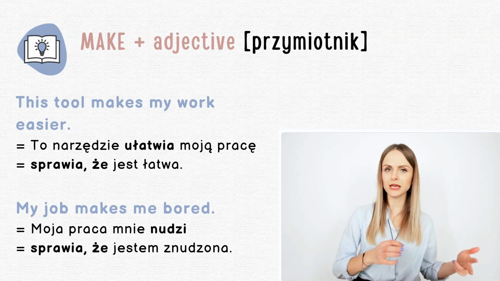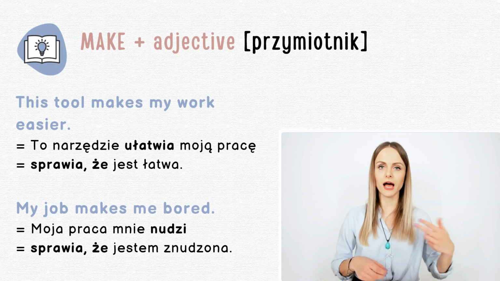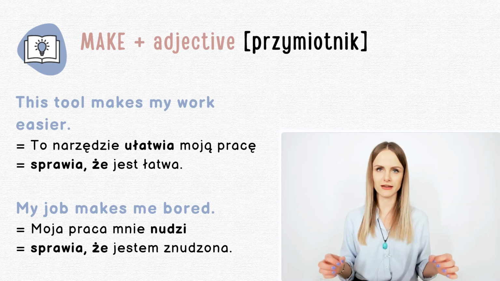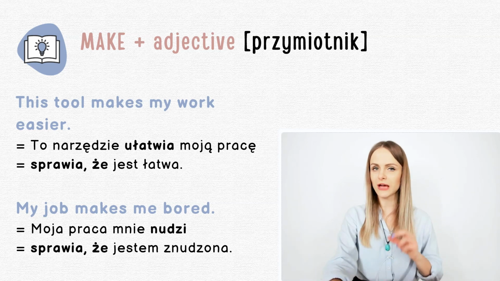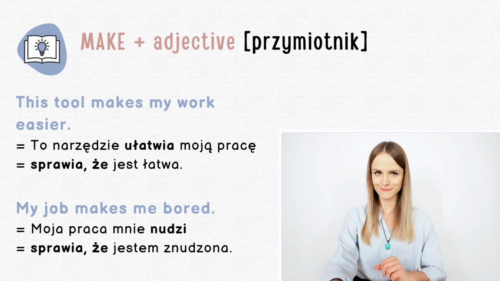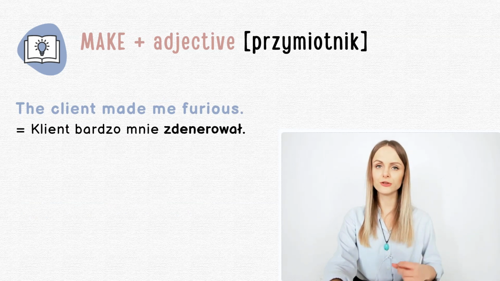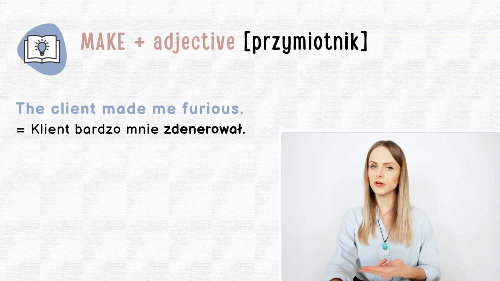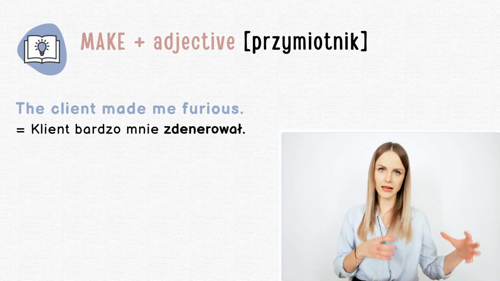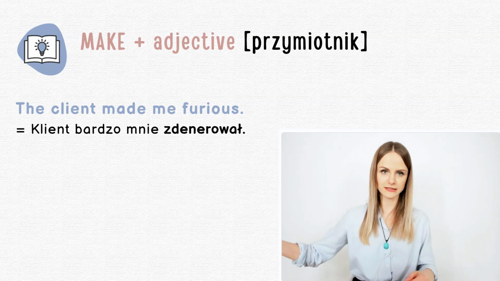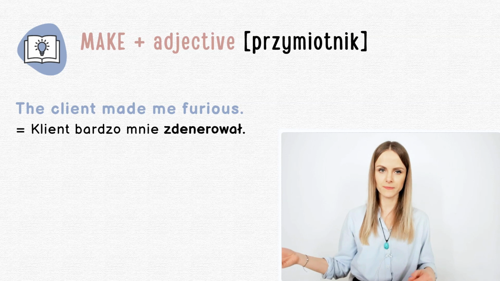So it makes me happy, it makes me bored, it makes me angry, it makes me frustrated. So quite an easy structure, isn't it? Let's move on to a few more examples, shall we? Have a look at this one. Here we actually have this make used in the past tense, past simple. That's why we say the client made me furious. So again, the client made me, the adjective, furious, or angry, you could say, right?